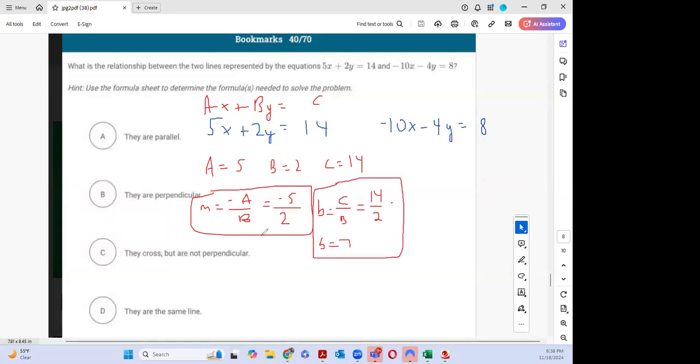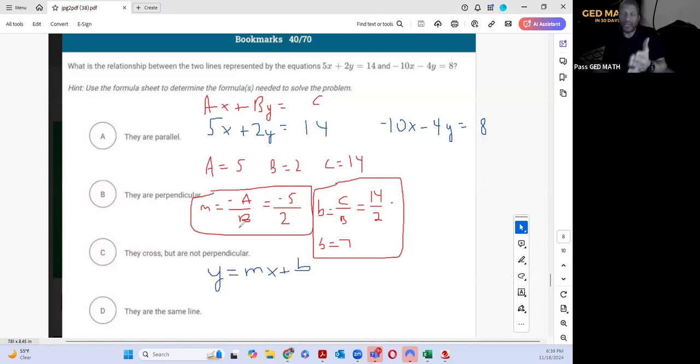Now we could rewrite this equation in slope-intercept form, right? Let me change my color again to blue so we understand that there's a difference. We know slope-intercept form is y equals mx plus b. We know what m is, the slope. It's negative 5 halves. So y equals negative 5 halves x, and we know b is 7, plus 7.